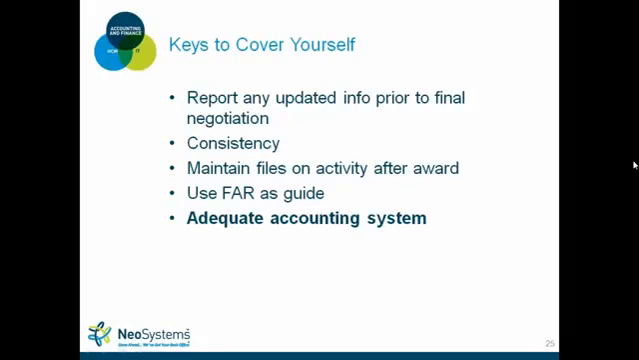Maintain files on activity after award. For instance, your contract files should be kept for 7 years, essentially after the end, and accounting records 5 years. I know the FAR is great reading, but use FAR as a guide if you need to. And most importantly, if you can have DCAA come in through your contracting officer to do a review of your accounting system, having an email or a statement saying that your company is adequate to do business with the government is an ace in your pocket. I mean, that opens doors for your company as far as doing business with the government.